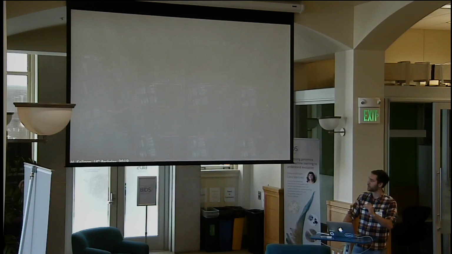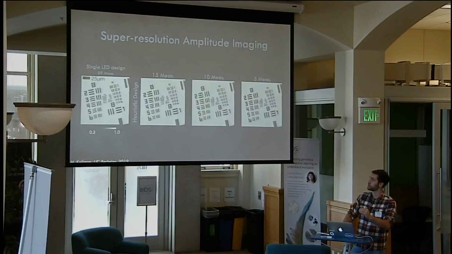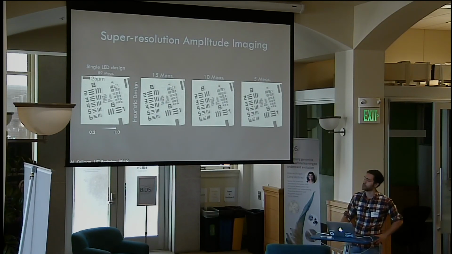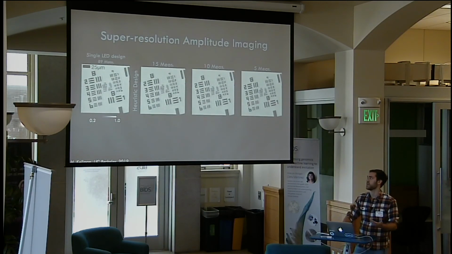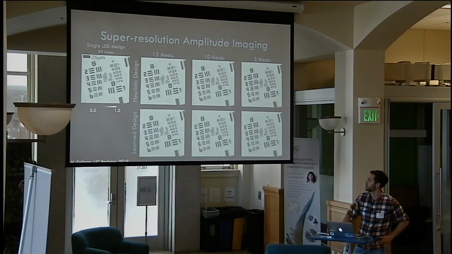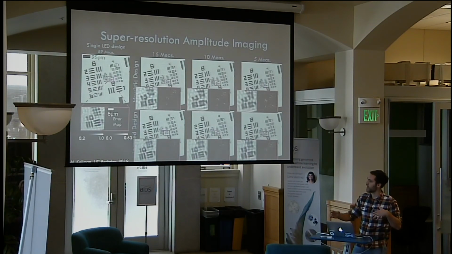So highlighting the other application for amplitude imaging, we have a similar layout here. We have the single LED design, what we would consider ground truth. And then we have the heuristic design that's designed by hand, where we see a degradation in performance as the number of measurements is decreased. In contrast, as we learn designs for fewer and fewer measurements, we're able to maintain higher quality images and reconstructions as we decrease the number of measurements.